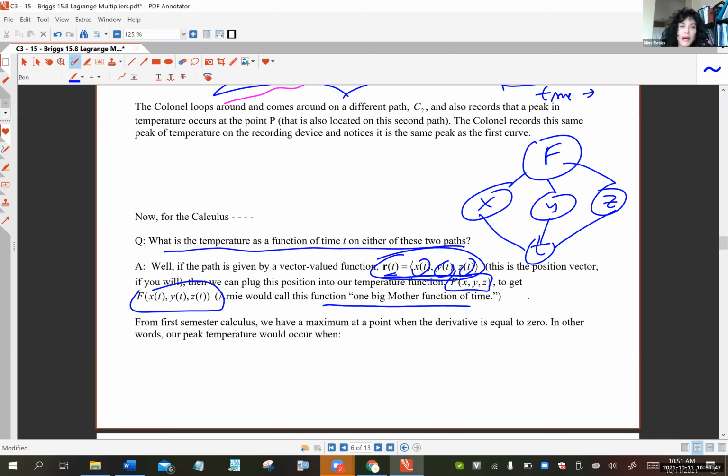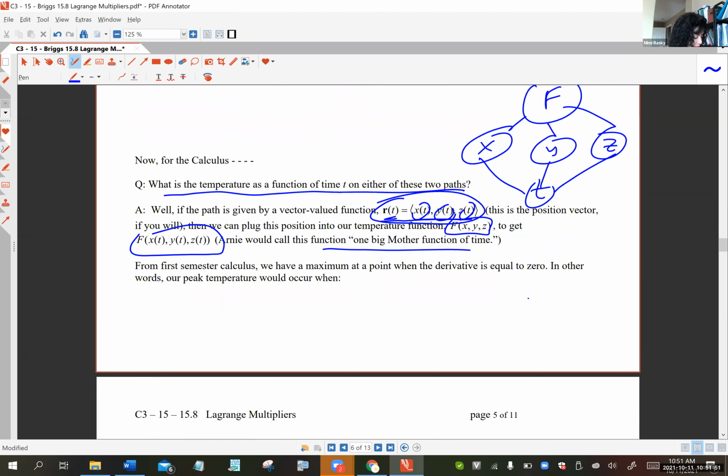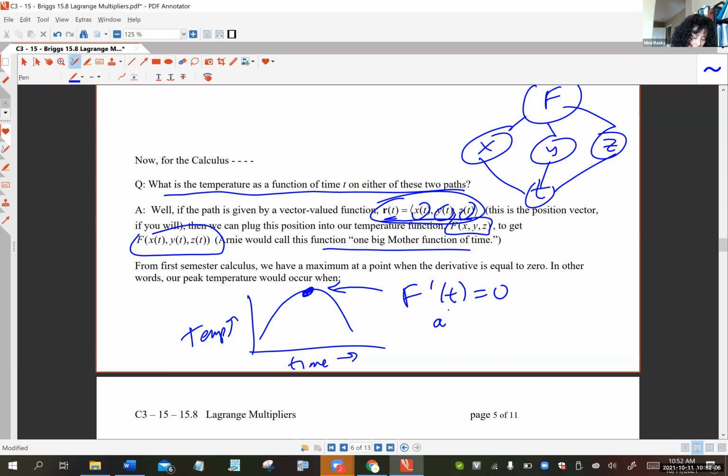And this is one big mother function of time, as Dr. Vallone would say. So in our first semester calculus, if you've got a peak right there at point P, what do we know? We have to have f prime of t equal to 0 at the max, which is where point P is, max temp.